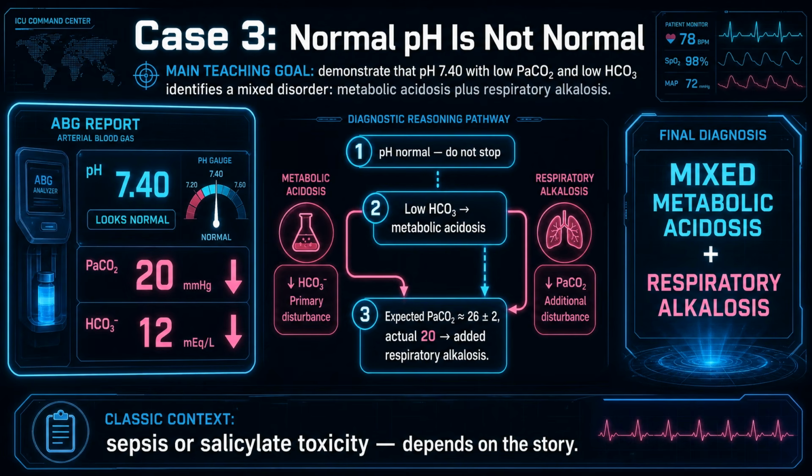The pH is 7.40, but do not stop. Carbon dioxide is 20, and bicarbonate is 12. The low bicarbonate suggests metabolic acidosis. For a bicarbonate of 12, expected carbon dioxide is roughly 26 plus or minus 2 by Winter's formula, but the actual carbon dioxide is 20. That is lower than expected, so there is an added respiratory alkalosis. The bedside label is mixed metabolic acidosis plus respiratory alkalosis. Classic contexts include sepsis and salicylate toxicity, depending on the story.